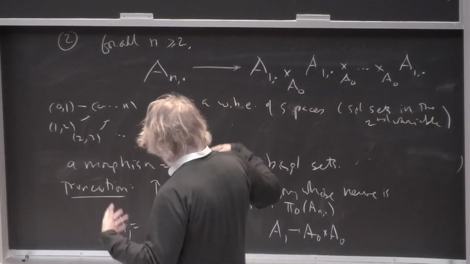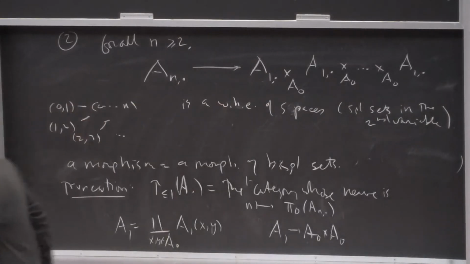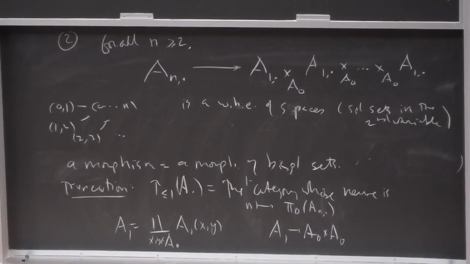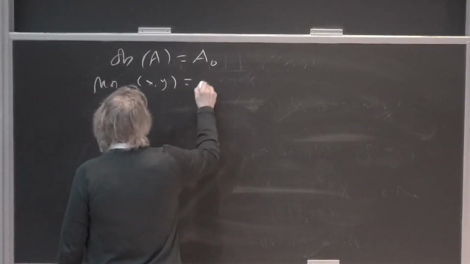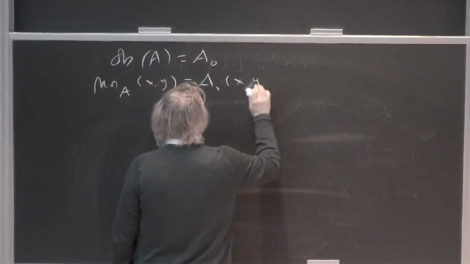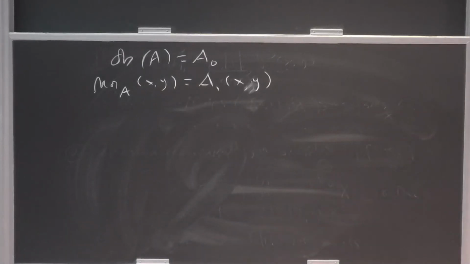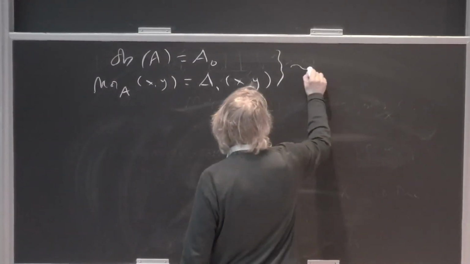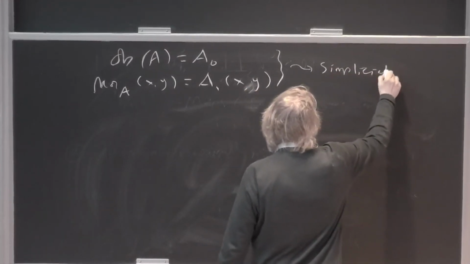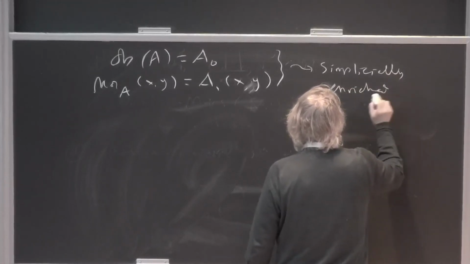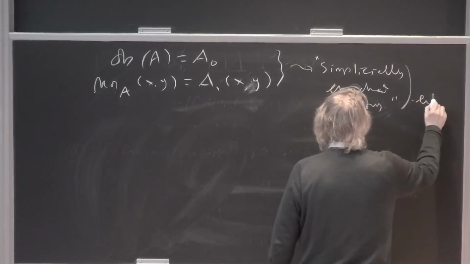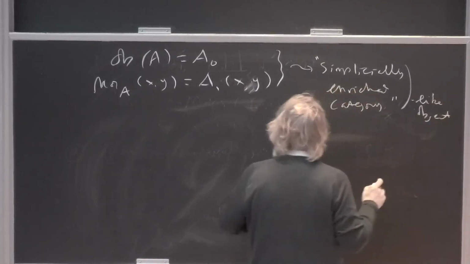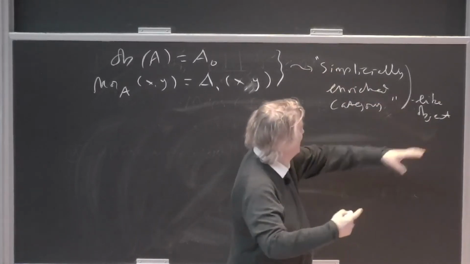We would like to think of this as a simplicially enriched category where the set of objects, ob A, is just A0, and the morphisms from x to y are just A1 of xy. The A2s, A3s, and so on: A2 is there to make a composition operation like we did there, and A3 is there to make the associativity and so on. Put all together, we get a simplicially enriched category-like object.